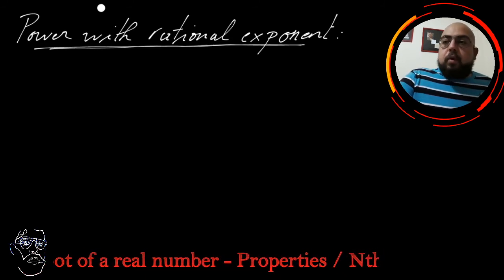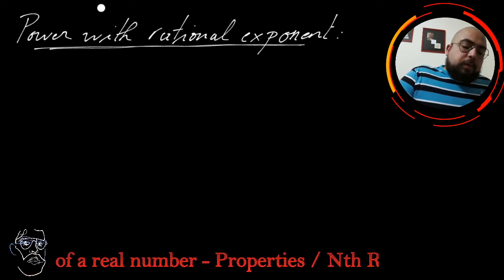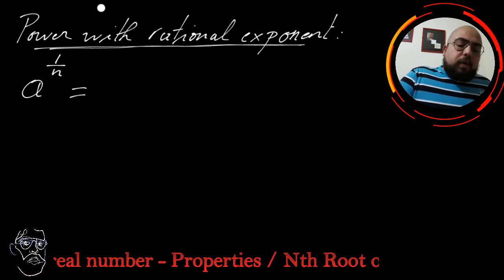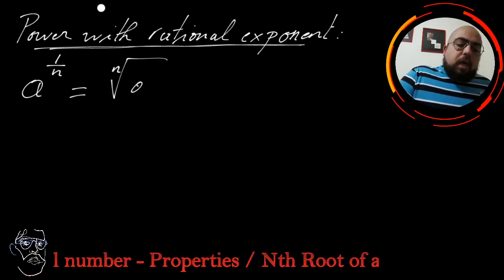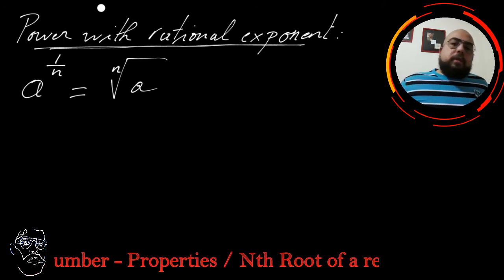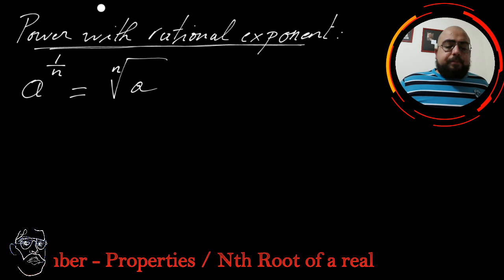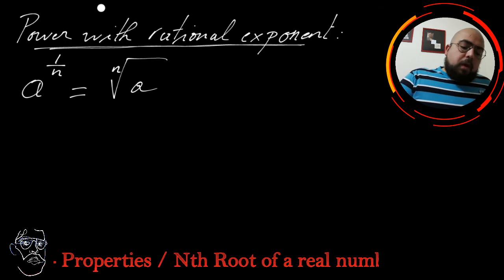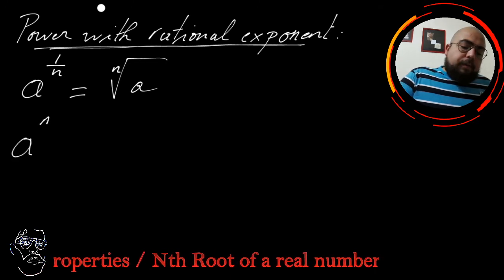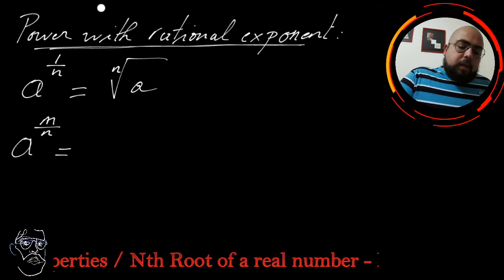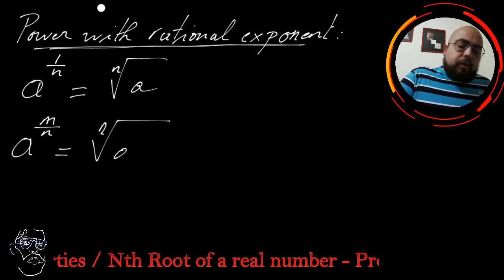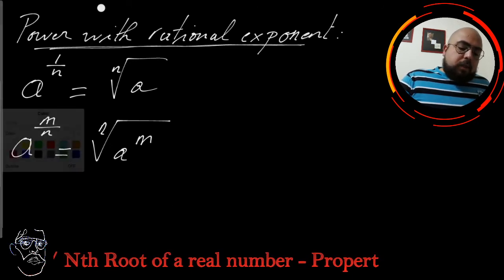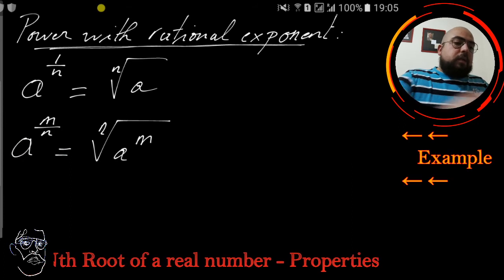Power with rational exponents. The first property is that whenever you have a to the power of 1 over n, you can simply write it down as the nth root of a. Of course, you have to discuss about a and n whenever it's even or odd, and a should be positive, negative, etc. Or you can say a to the power of m over n. It can be written as the nth root of a to the power of m. So let's take some examples related to this case.